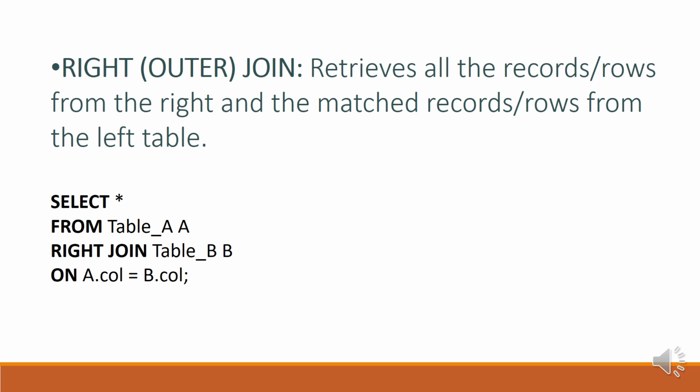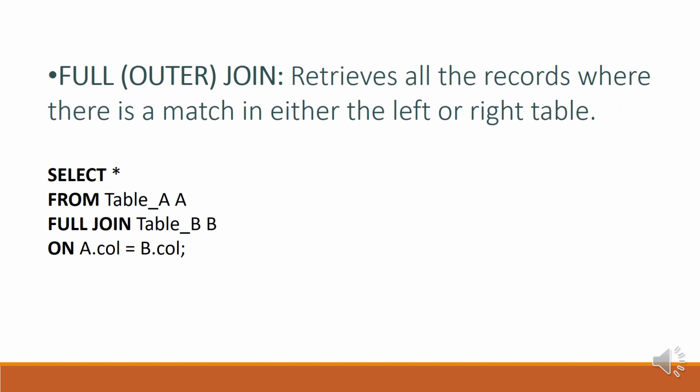Right outer join retrieves all the records or rows from the right and the matched records from the left table. Syntax is select star from table A right join table B on common column between them, that is A dot column is equal to B dot column. Full join retrieves all the records where there is a match in either left or right table. Syntax is select star from table A full join table B on common column between both, A dot column is equal to B dot column.